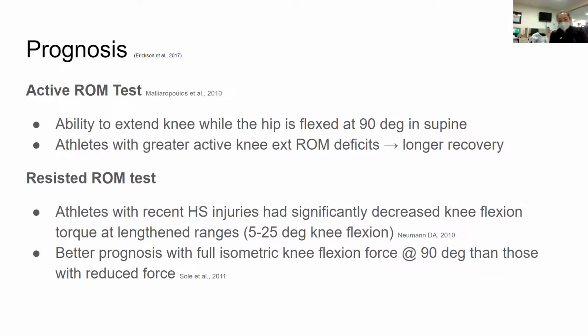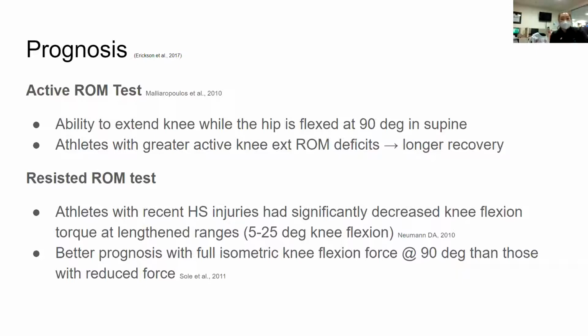Some other tests for prognostication, the active range of motion test. So this is where the patient has their hip flexed at 90 degrees in supine, and then they try to extend their knee and straighten out the knee. And athletes that had greater deficits took a longer time to recover.